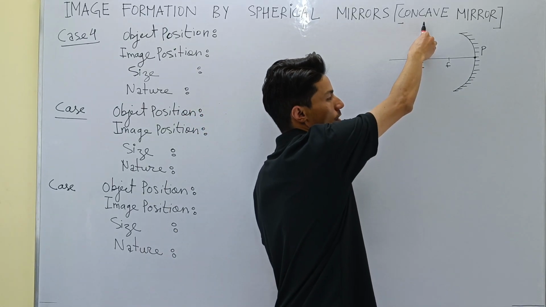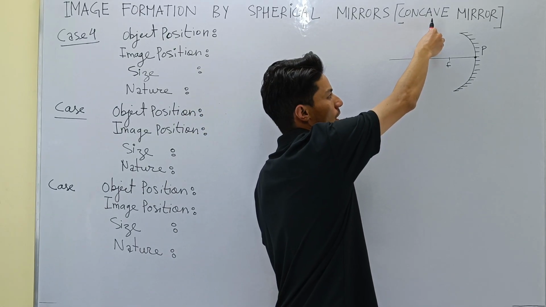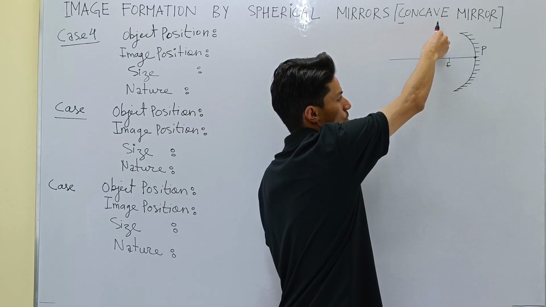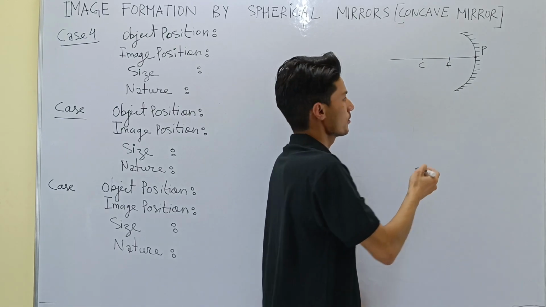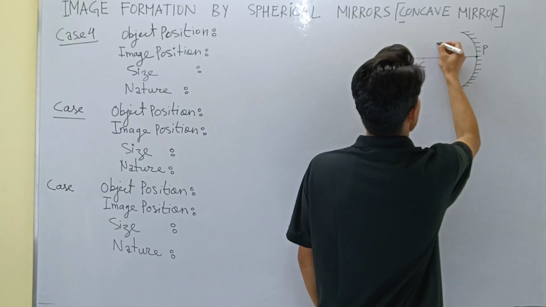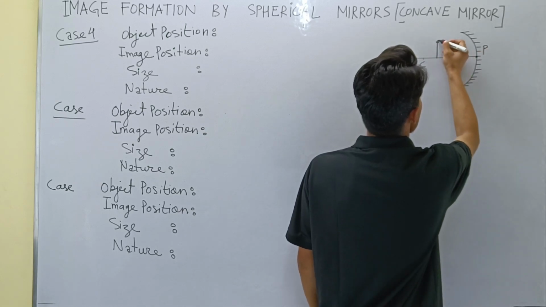So the object was here in case 3. Now the object will have moved forward, so now the object will be here between C and F. So object between C and F. Let us draw the object here. This is the object between C and F. Let us draw the ray diagram.